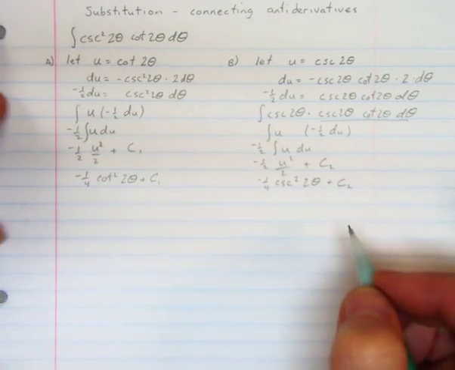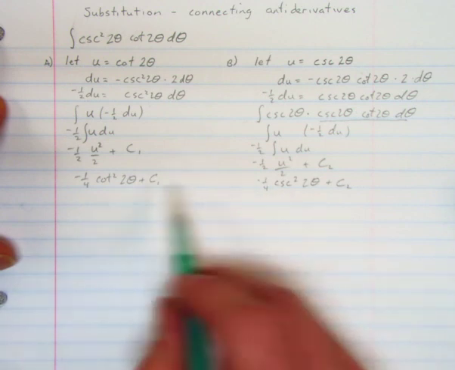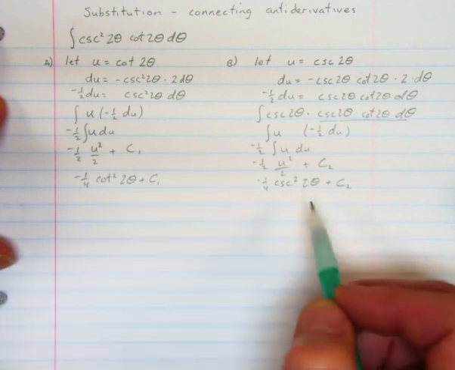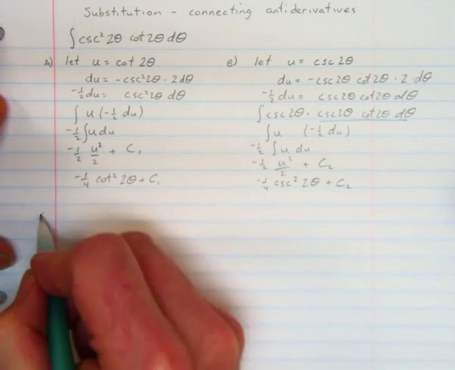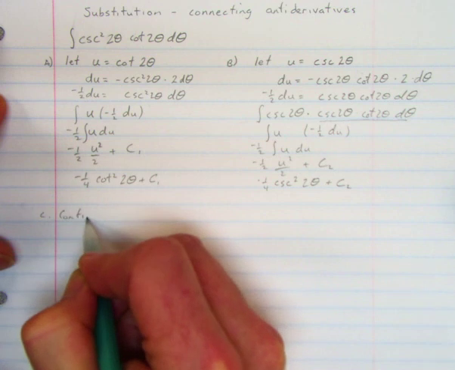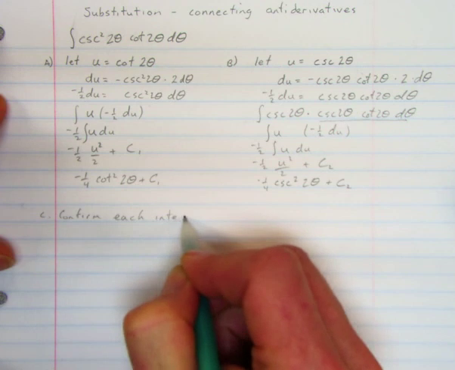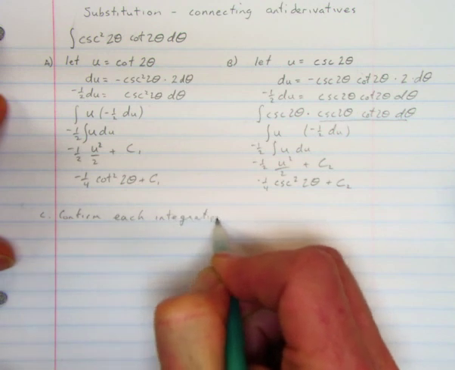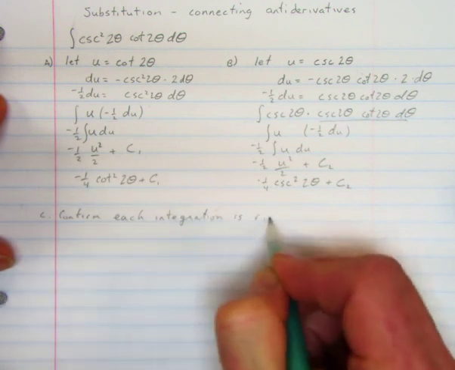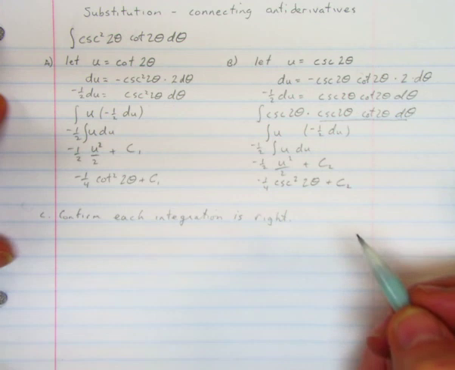Now we have the same problem, did two different substitutions, and we have two apparently very different antiderivatives. Part C of this question is confirm each integration is right. So how would we confirm it? Well, it's what we should be doing every time, and that is finding the derivative of it.